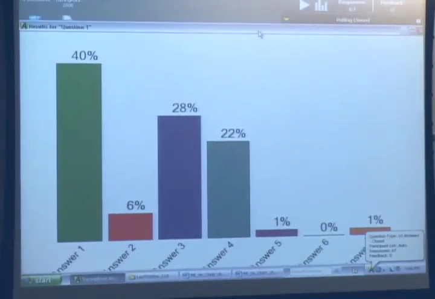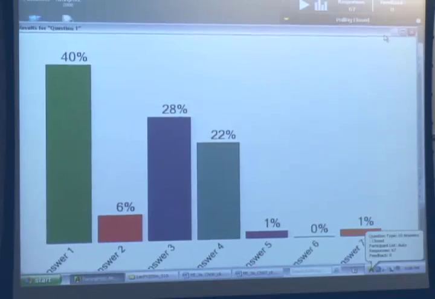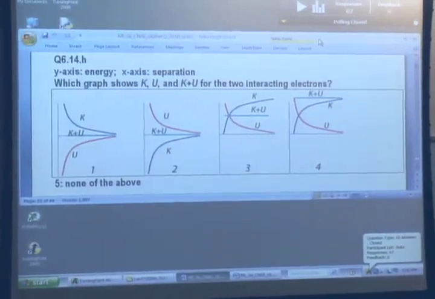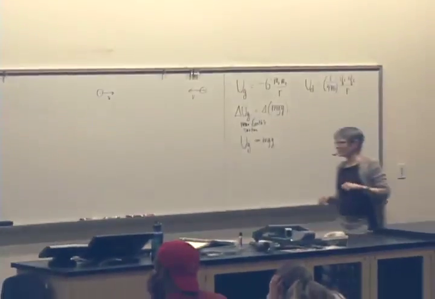Okay, so that's not very good. So let's try to remember what we're doing here. Okay, so there are a number of ways to look at this graph. So let's think about it.